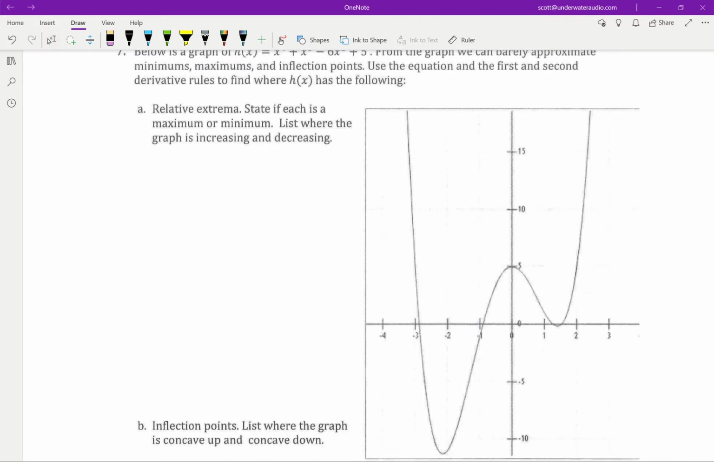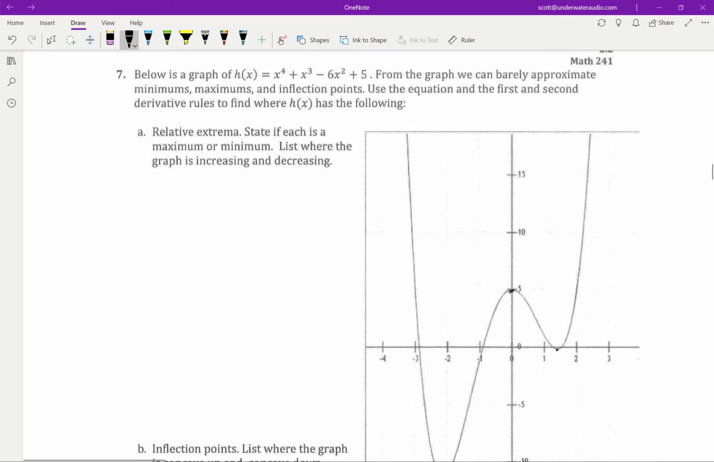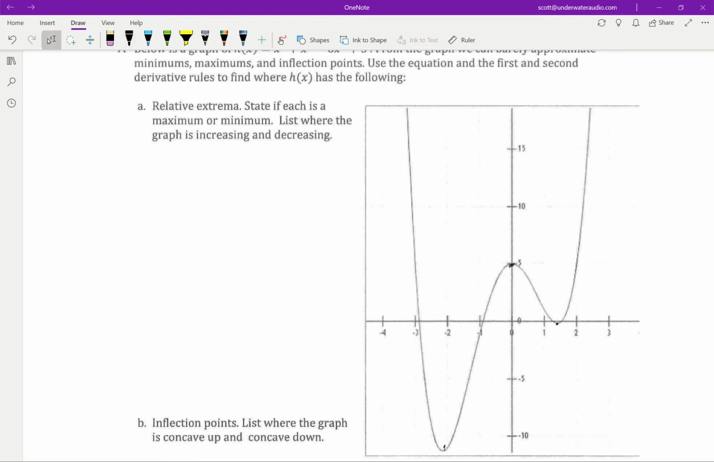Like this minimum that's between 1 and 2, I have no idea if it's like 1.5. Well, it doesn't look like it's 1.5. It's some decimal. Then there's one that looks like it's probably at 0, and then one near -2, but it's not exact. So use the equation and the first and second derivative rules to find where h of x has the following.